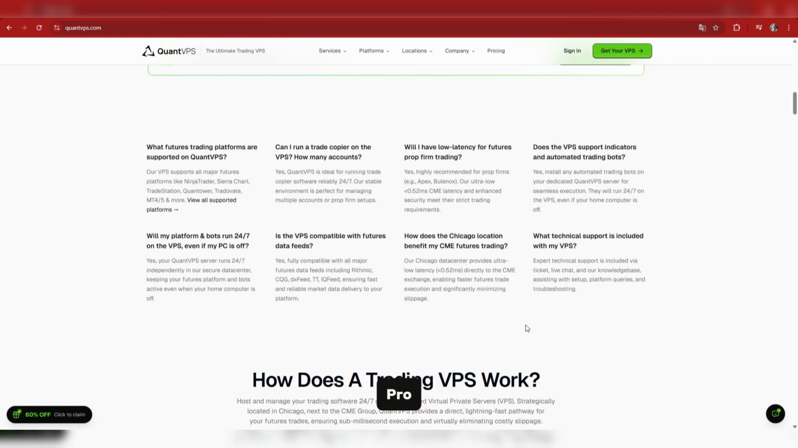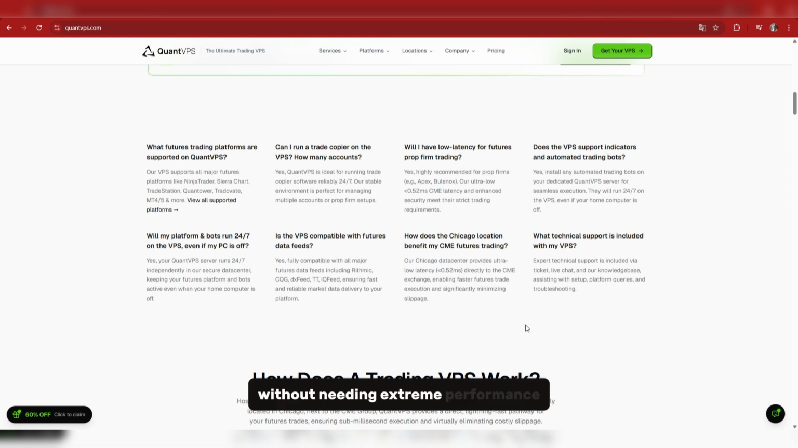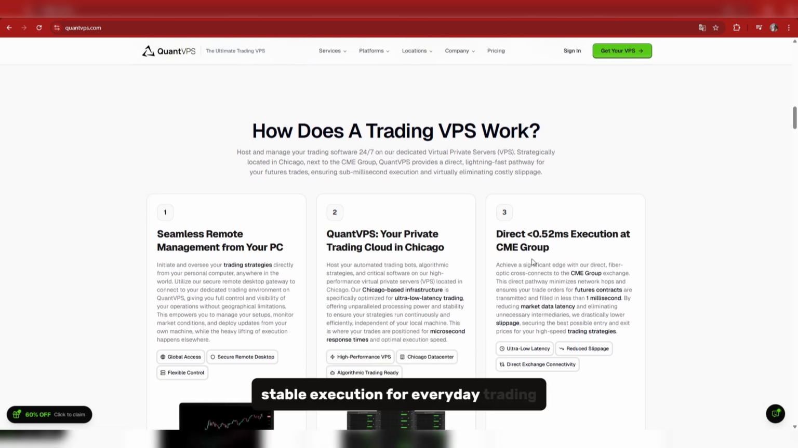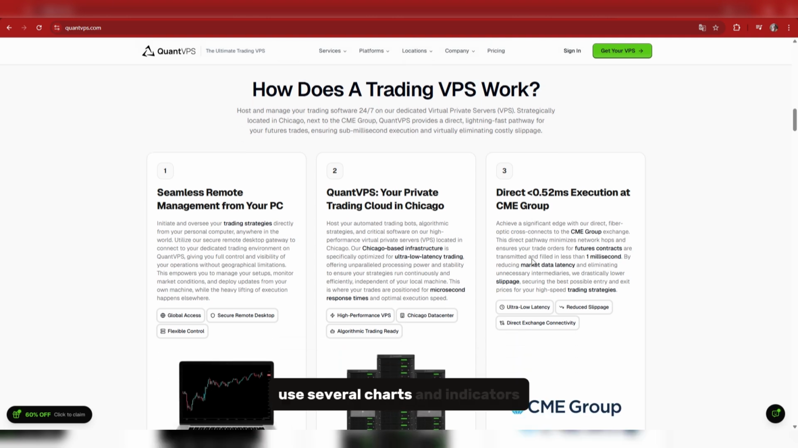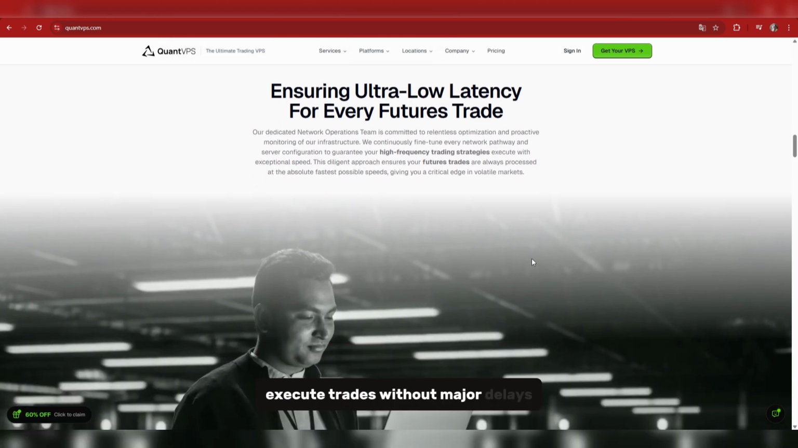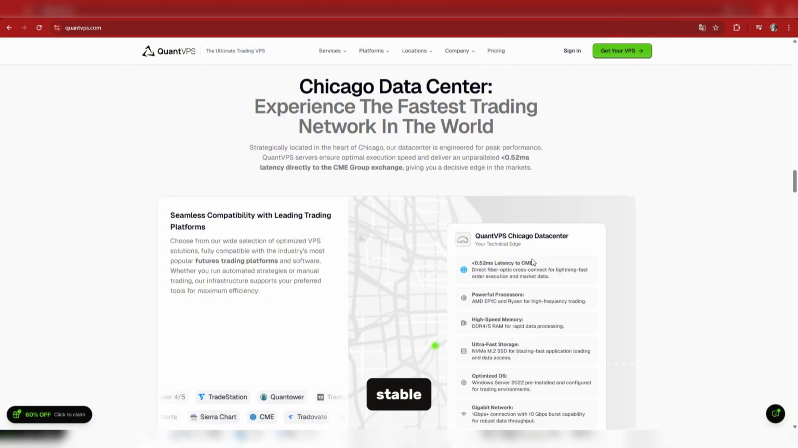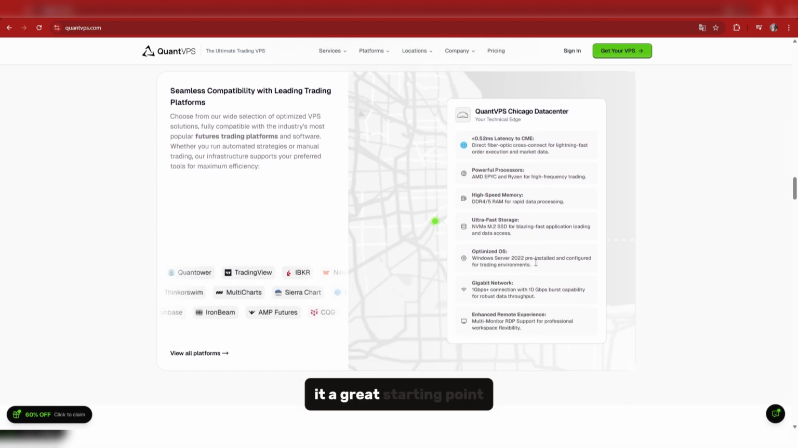Let's start with QuantVPS Pro. This plan is designed for traders who want a reliable and simple setup without needing extreme performance. With Pro, you typically get solid CPU performance, enough RAM for one main platform, and stable execution for everyday trading in real-world use. This means you can run NinjaTrader smoothly, use several charts and indicators, and execute trades without major delays. As long as you're trading manually or using light automation, Pro will feel fast and stable. That's why it's perfect for beginners, intermediate traders, and anyone running a single account. And of course, one big advantage is the price. It's more affordable, which makes it a great starting point.